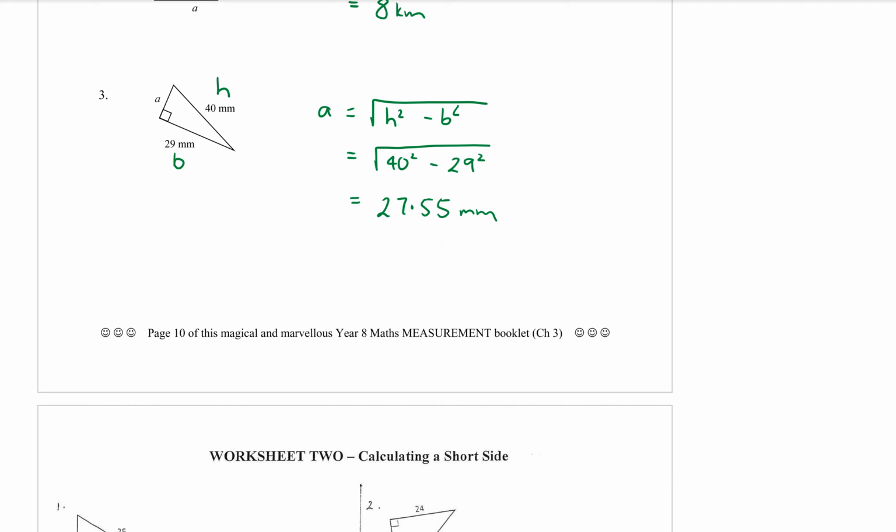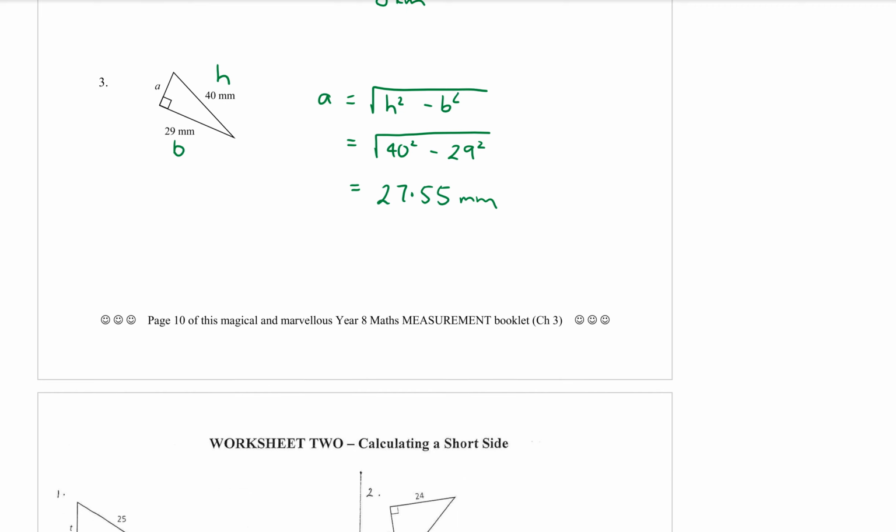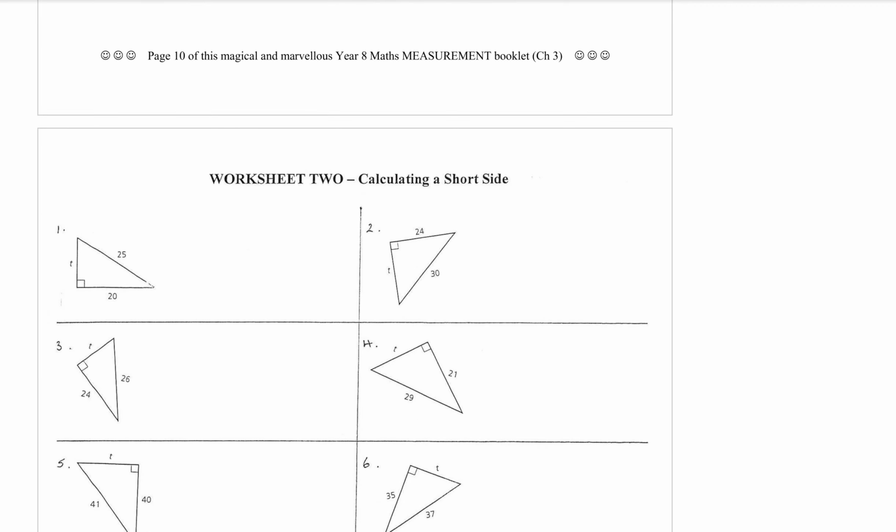The next step that we're going to be learning after this is that you need to be able to identify when to use the hypotenuse formula and when to use the shorter side formula. We'll start mixing them up, but not today. So today it's all the shorter side.